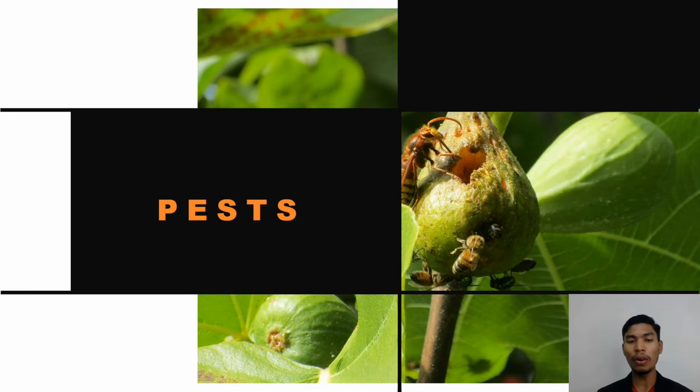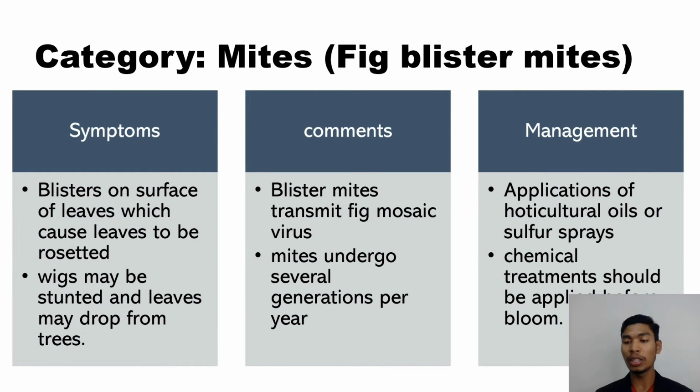And now we go for pests. We have two categories also for pests. The first one we go for mites, which is fig blister mites. The symptom is usually blisters on the surface of a leaf, which cause the leaf to be rosette, and shoots may be stunted, and leaves may drop from trees. As for common, blister mites transmit the fig mosaic virus, as we were talking just now, and the mites undergo several generations per year.